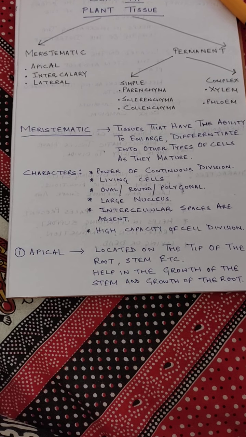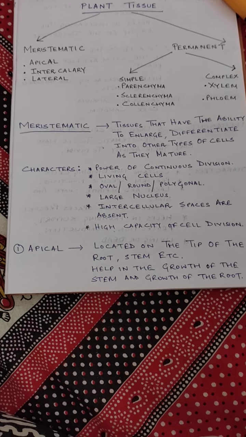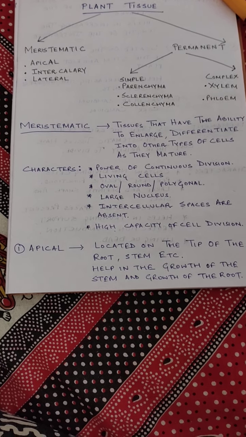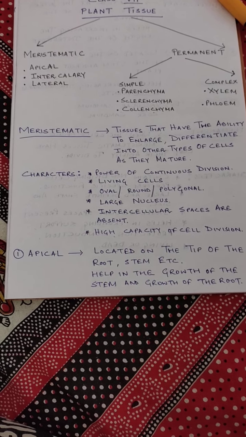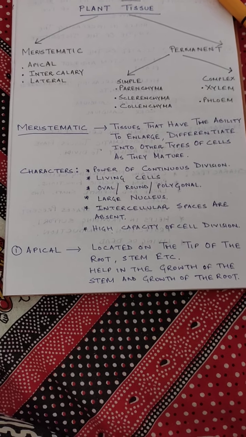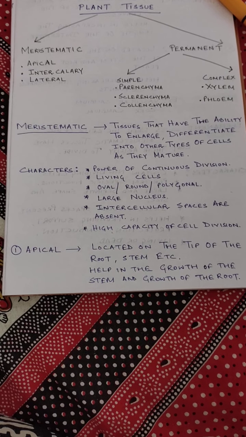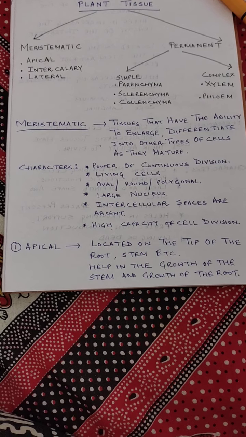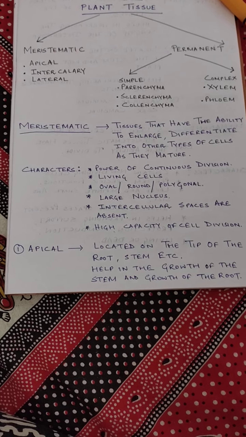I am starting with the first chapter, plant and animal tissue. Now today we will focus on plant tissues. Now plant tissues are of mainly two types, meristematic and permanent. We will come to the definition of these two tissues separately.